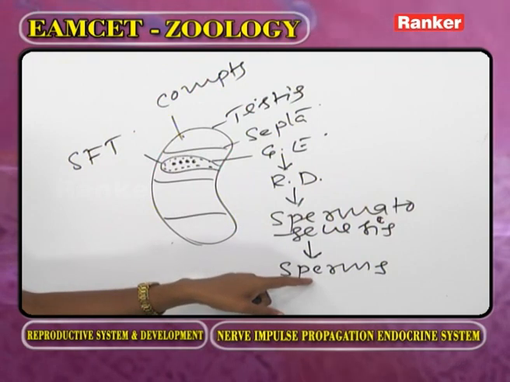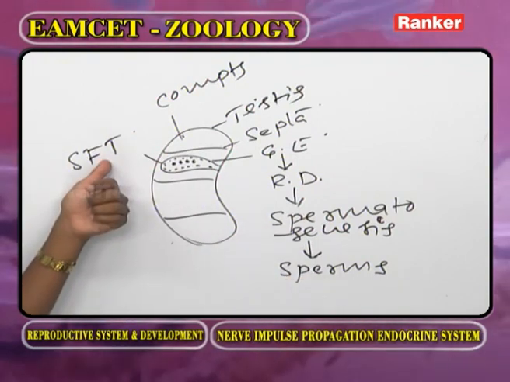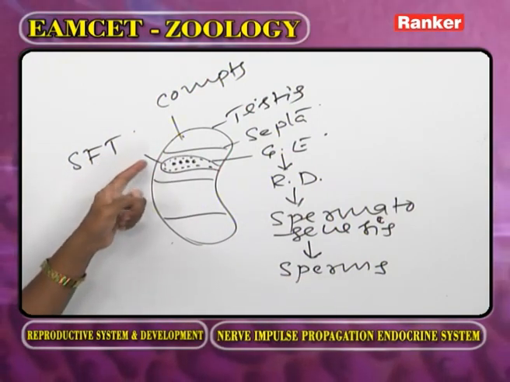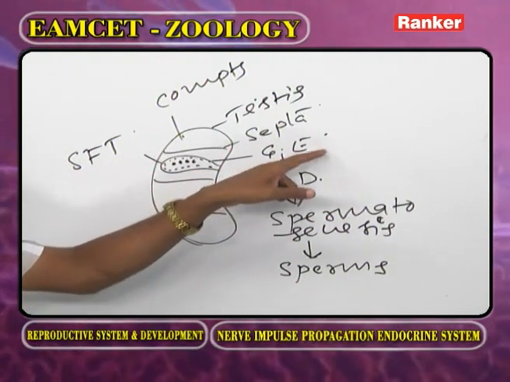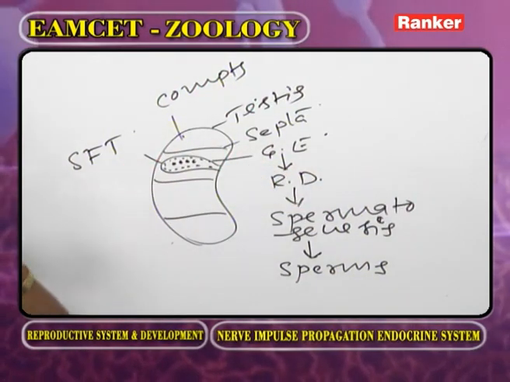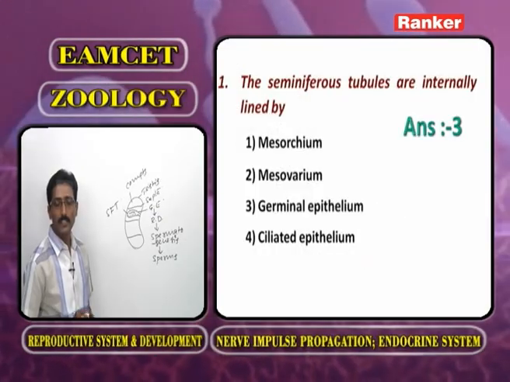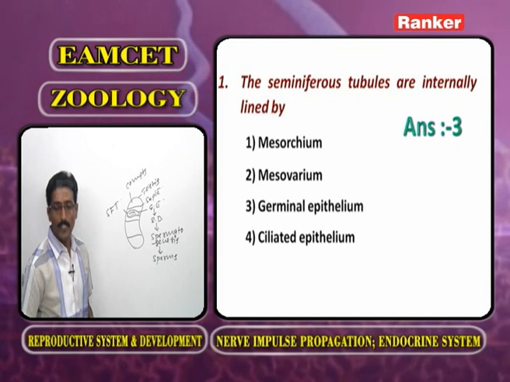Where does haploid spermatozoa formation take place? Seminiferous tubule. Each seminiferous tubule is lined inside by what type of epithelium? Germinal epithelium. Now the answer is the third one. Now we go for the next question.